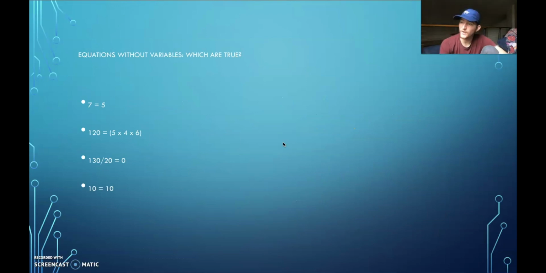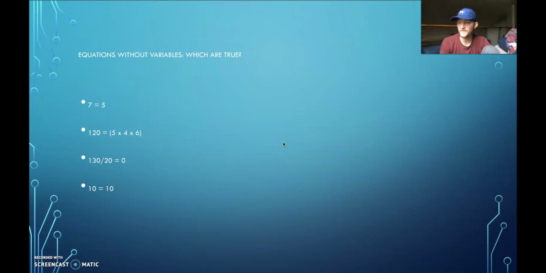All right, so now we're going to look at some equations without variables. Which of these are true? So pause the video and give it a try. So 7 is equal to 5. That doesn't really make sense, right? We know that 5 would not be called 5 if it were equal to 7, right? 5 represents a different quantity than 7, so that is not true.